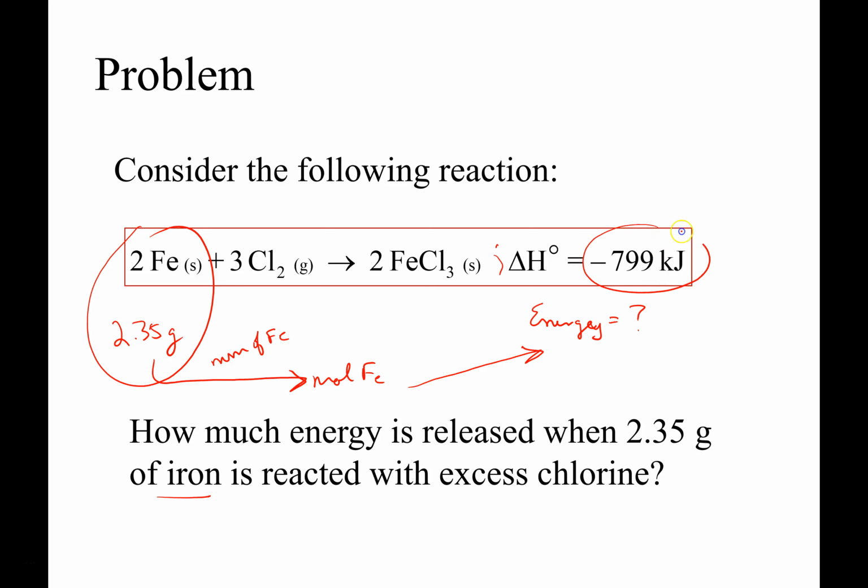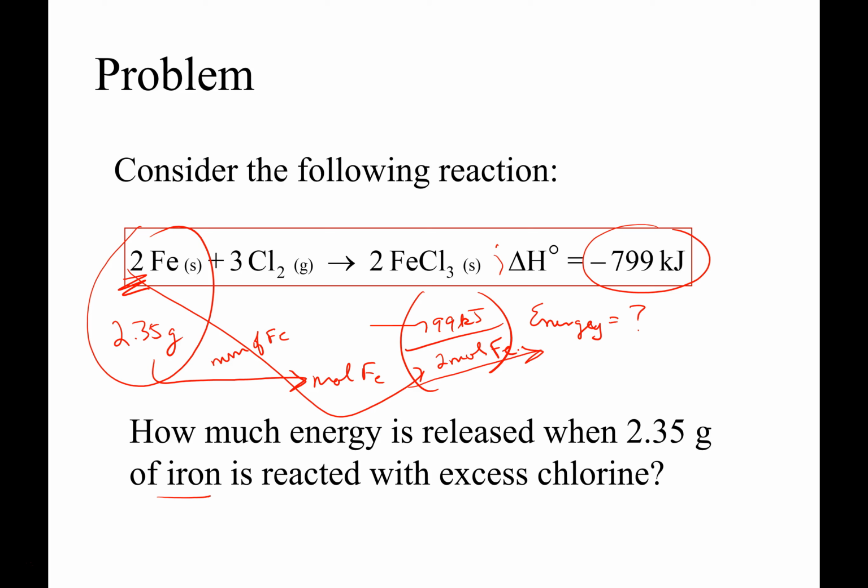Recognizing that we are going to have 799 kilojoules of energy released for every 2 moles, that's going to be the ratio we use. Do you see how I got that? 799 kilojoules of energy released for every 2 moles. I should put Fe, sorry, my bad. 2 moles Fe.